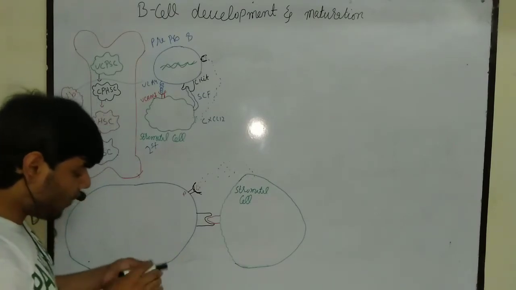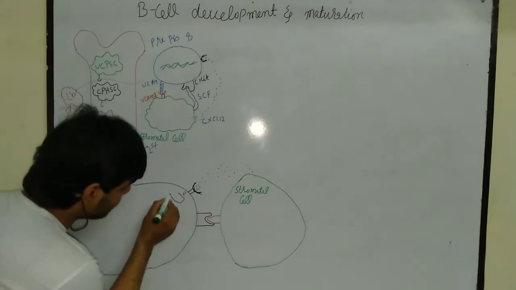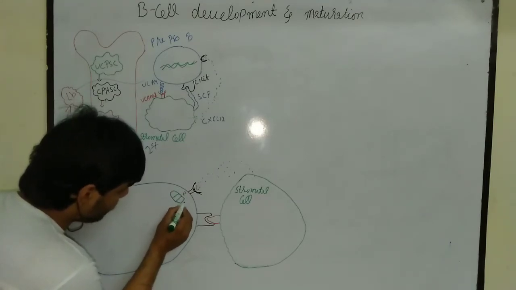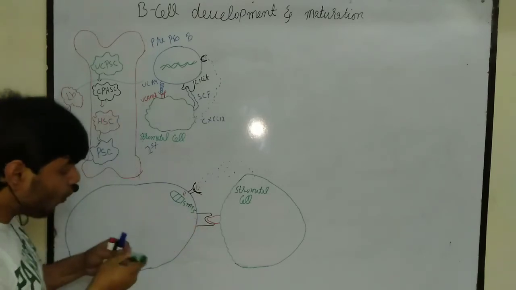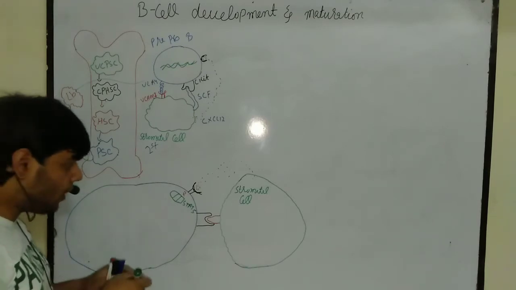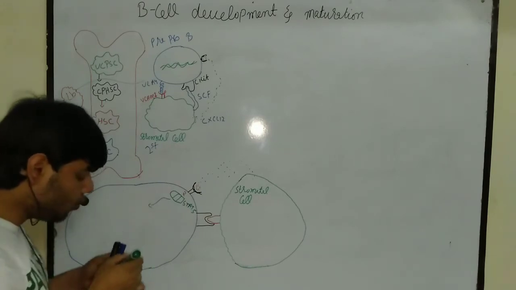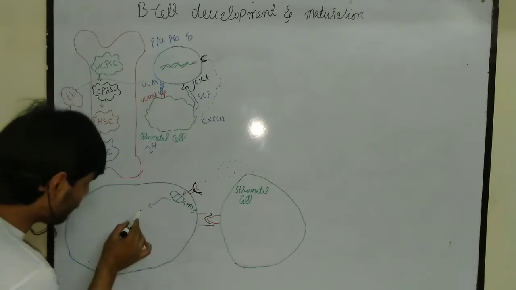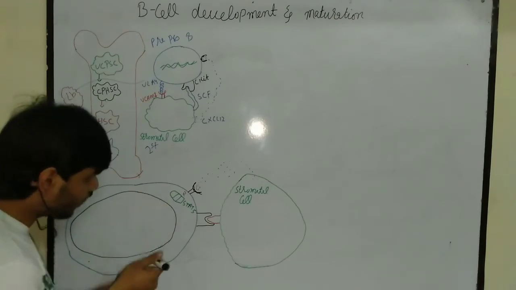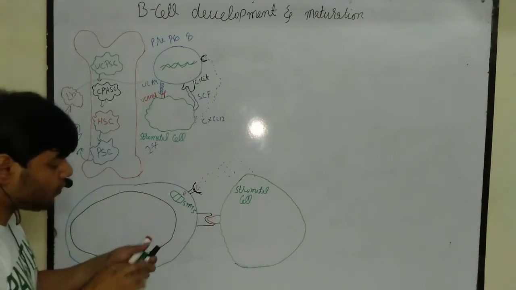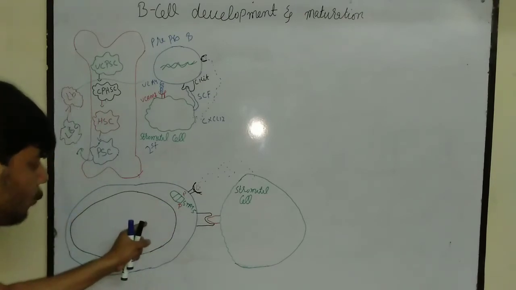So STAT5 is also present here. This is the STAT5. When the phosphorylation of the STAT5 occurs, this STAT5 will migrate to the nucleus portion of the B cell. So let's suppose this is the nucleus portion of the B cell. When the STAT5 is phosphorylated, due to this, it shifted to the nucleus.